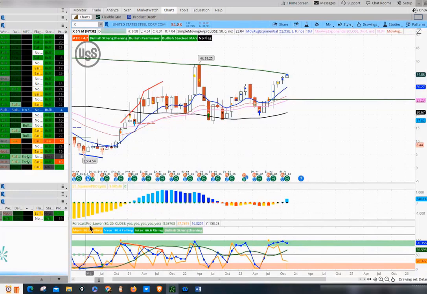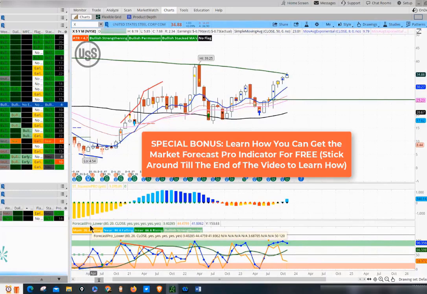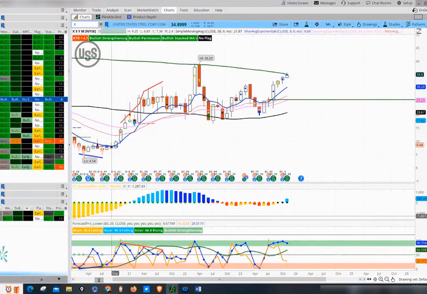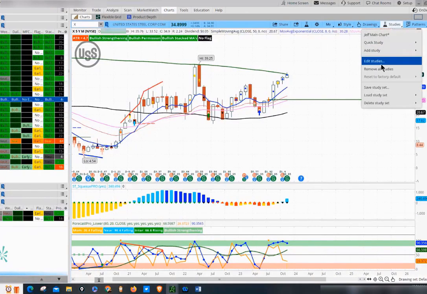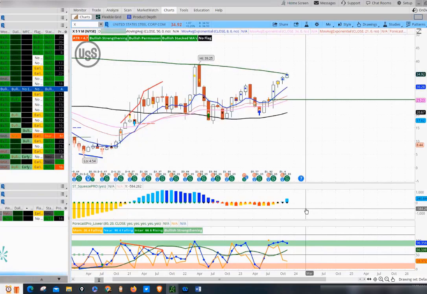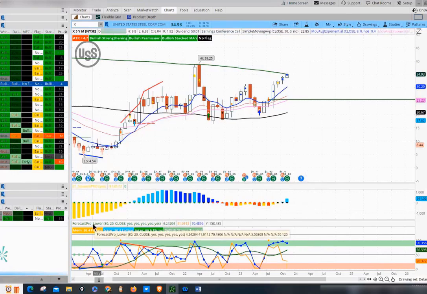I want you to use this Forecast Pro. It's an indicator that I'm giving away for free right now to anybody who gets my course. But the Forecast Pro, you can actually go here to the study set and search on TD Ameritrade for the market forecast. I've studied the market forecast for over 15 years, and I built this Market Forecast Pro. It's kind of like the Squeeze Pro versus the Squeeze. It actually has the advanced signals. I have an entire playlist on that.